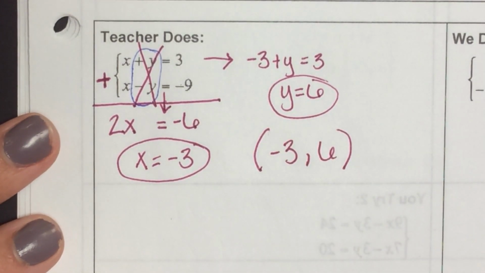And I'm done. Elimination method is really nice because it gets rid of your variables, but it's also a lot less work.